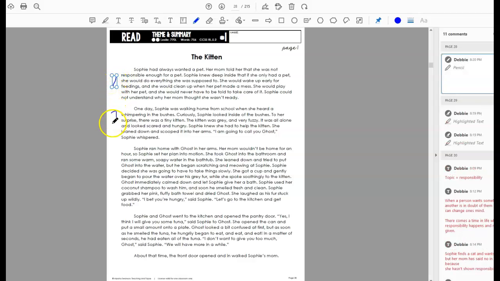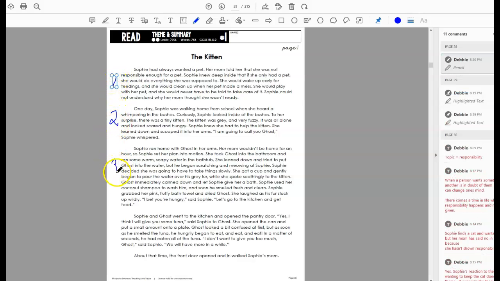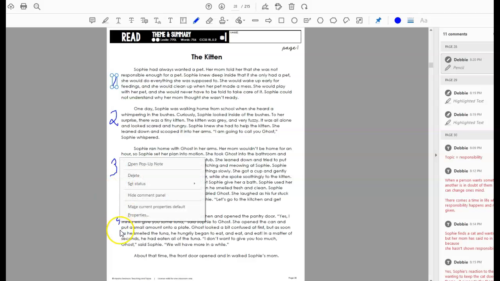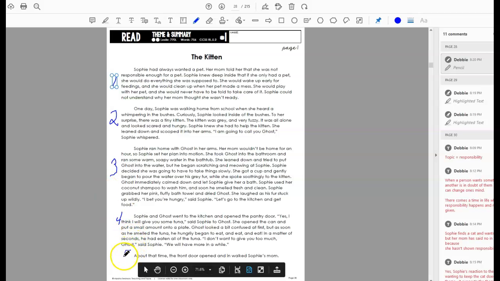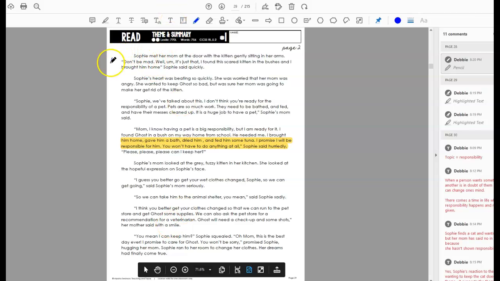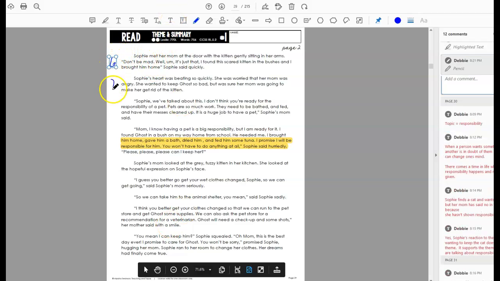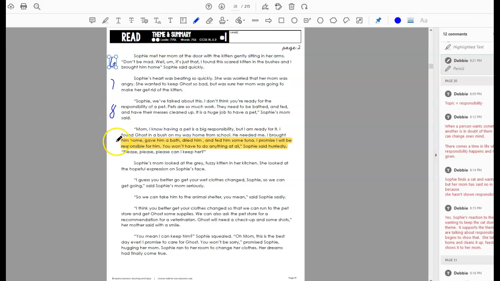1, 2, 3, 4. This one starts 5, which is going to go on to the next page. 5. Let's see. About that time her mom walked in. That's a paragraph by itself, even though it's one sentence. It's got a break in there, so that's 5. And then up here is 6, 7, 8, 9. Okay? In paragraph 9, and then we have to actually quote it, says, I brought him home, gave him a bath, dried him, and fed him some tuna.